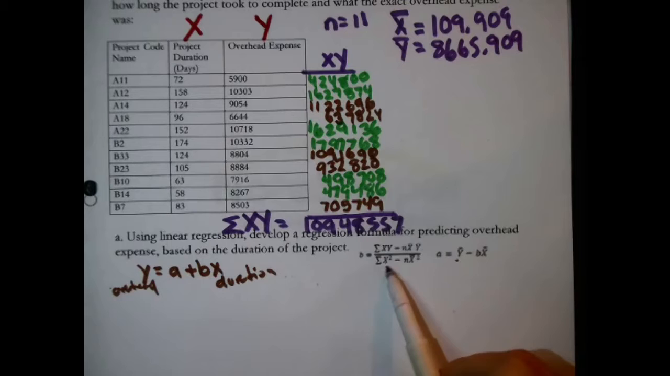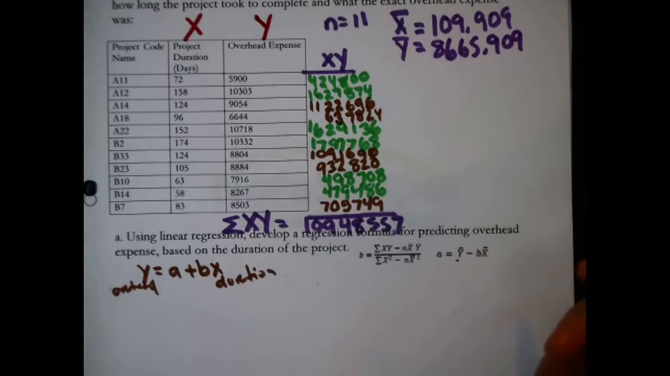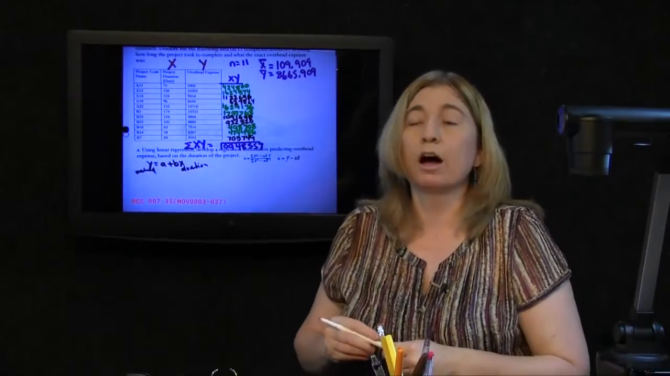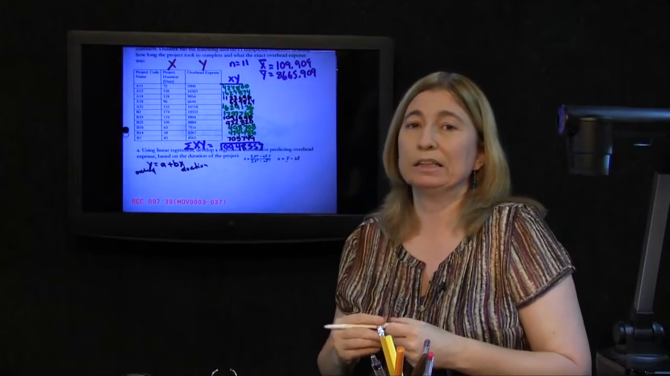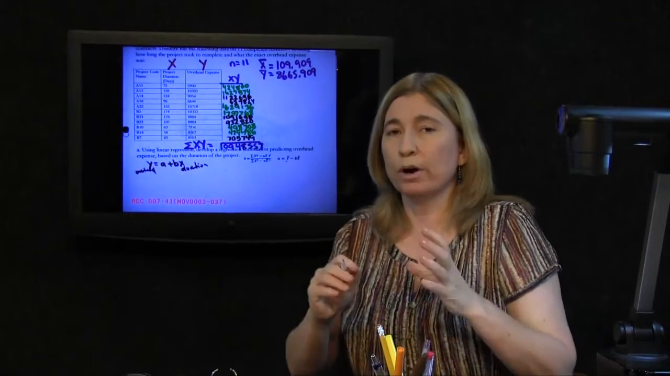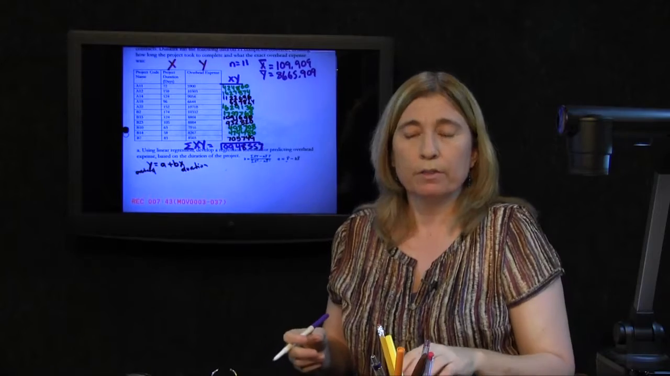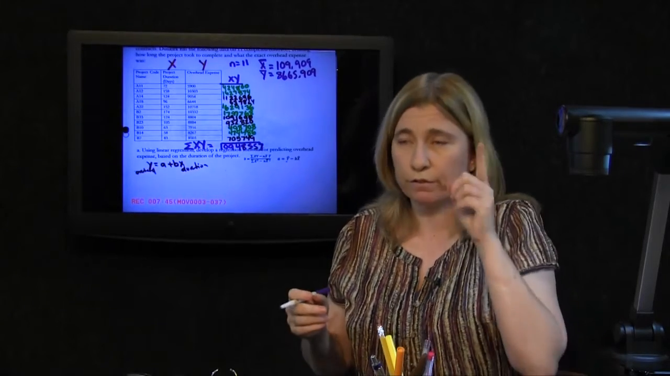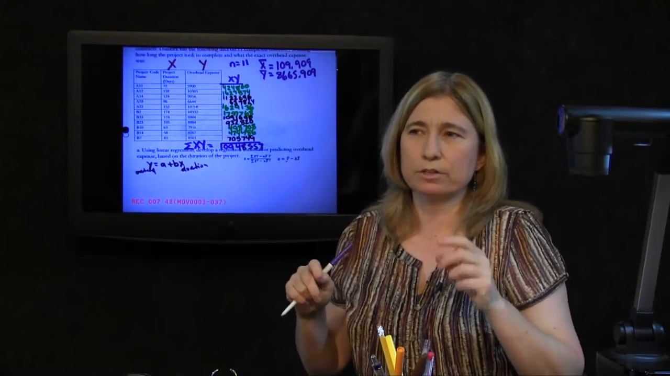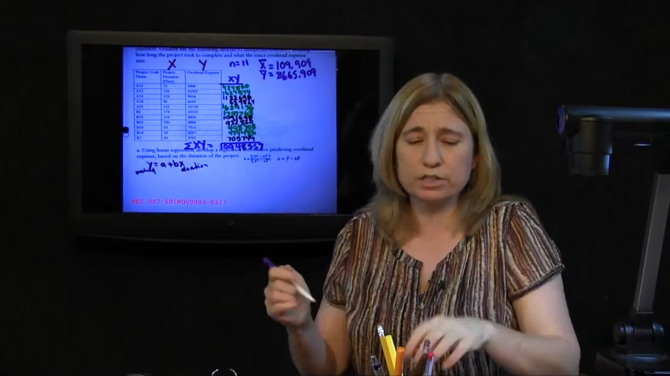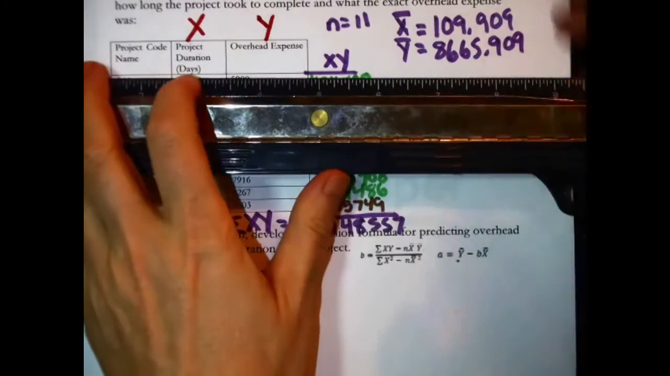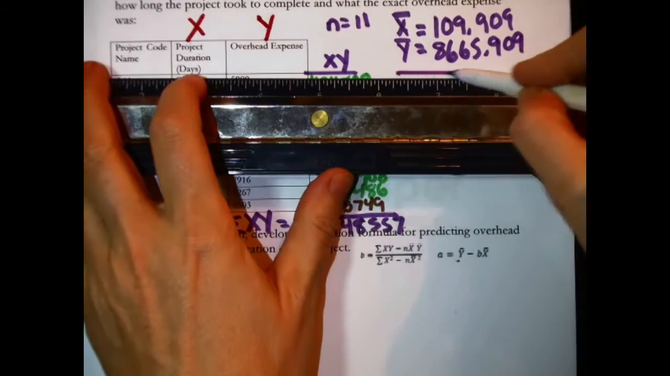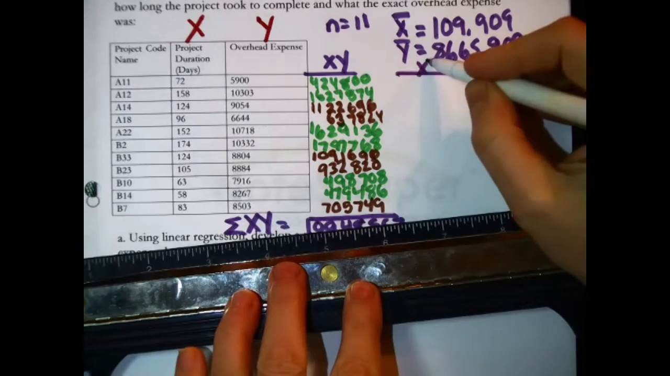We also need, I notice right there, the sum of x squared. So I need to create another column. It's the easiest way to do this if you are actually doing a linear regression equation from scratch. What I need to do is first take each one of the x's, in this case the project durations, and square them. Easiest thing again would be to expand this, make another column. This column here is x squared.